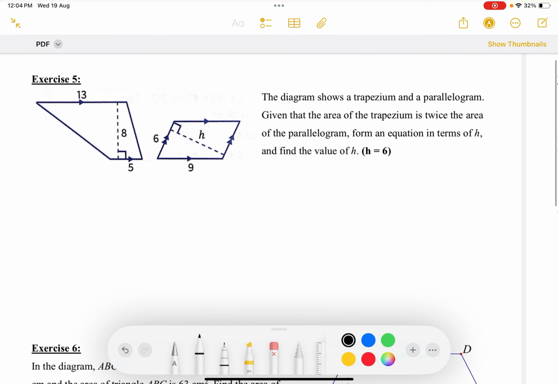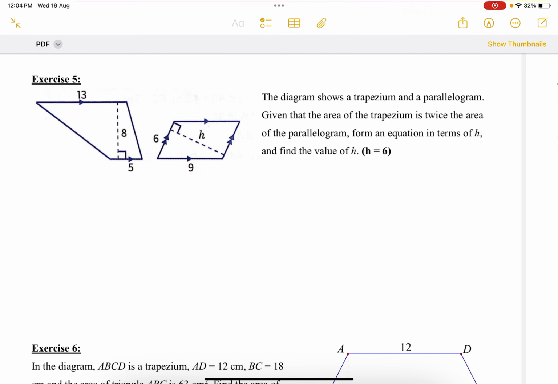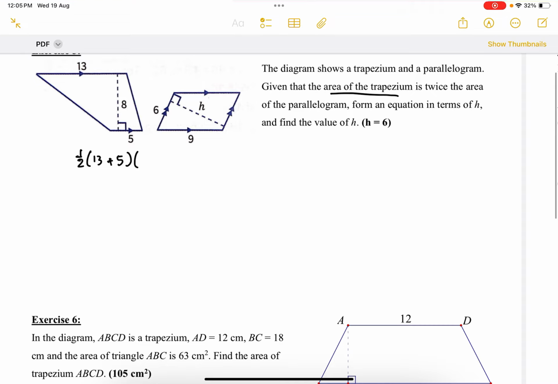Okay, let's try exercise 5. We have got a trapezium and a parallelogram. They tell us that the area of the trapezium. Okay, so area of trapezium, straight away we can write down the formula already. Half times the sum of the parallel sides, 13 plus 5, times the perpendicular height h. They say that it is twice, so it's 2 times the area of the parallelogram. Okay, area of parallelogram, we've got a 6, we've got an h. So 6h. Form an equation, done. Find the value of h.